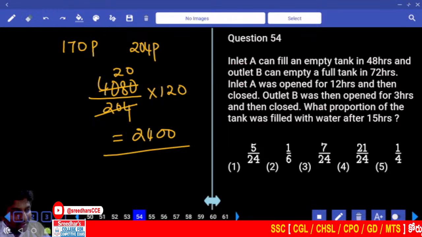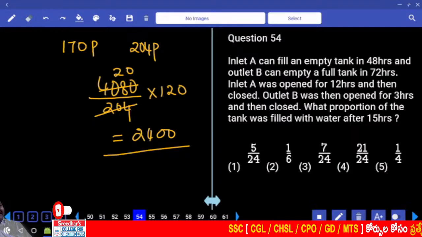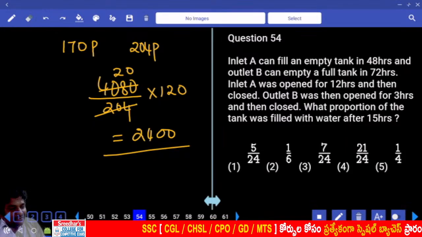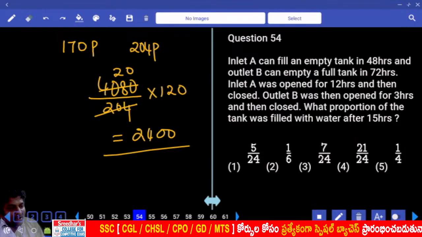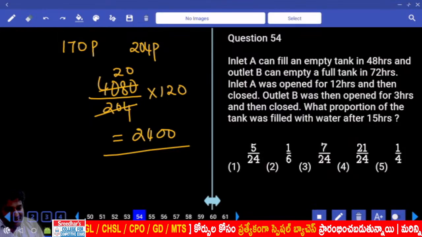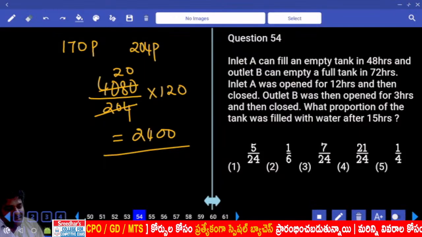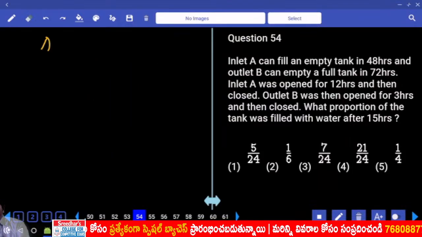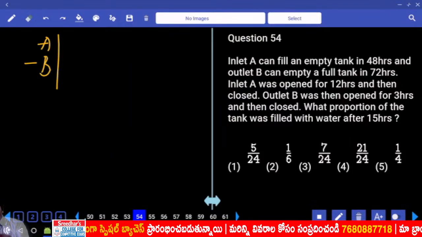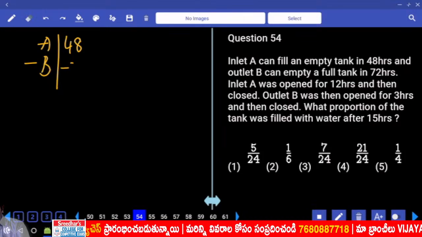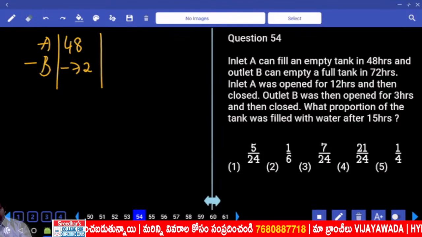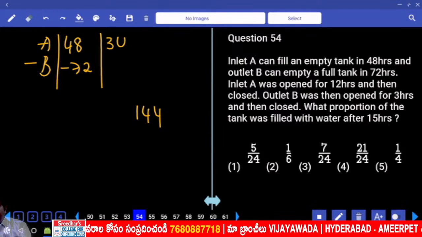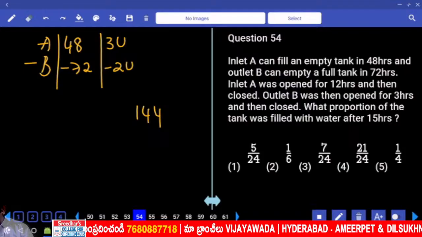Inlet A can fill an empty tank in 48 hours. Outlet B can empty a full tank in 72 hours. Inlet A was opened for 12 hours and then closed. Outlet B was then opened for 3 hours and then closed. What portion of the tank was filled with water after 15 hours? So A, B are there where B is an outlet. A can fill the tank in 48 hours. B can empty it in 72 hours. LCM 144. A does 3 units of positive work. B does 2 units of negative work.